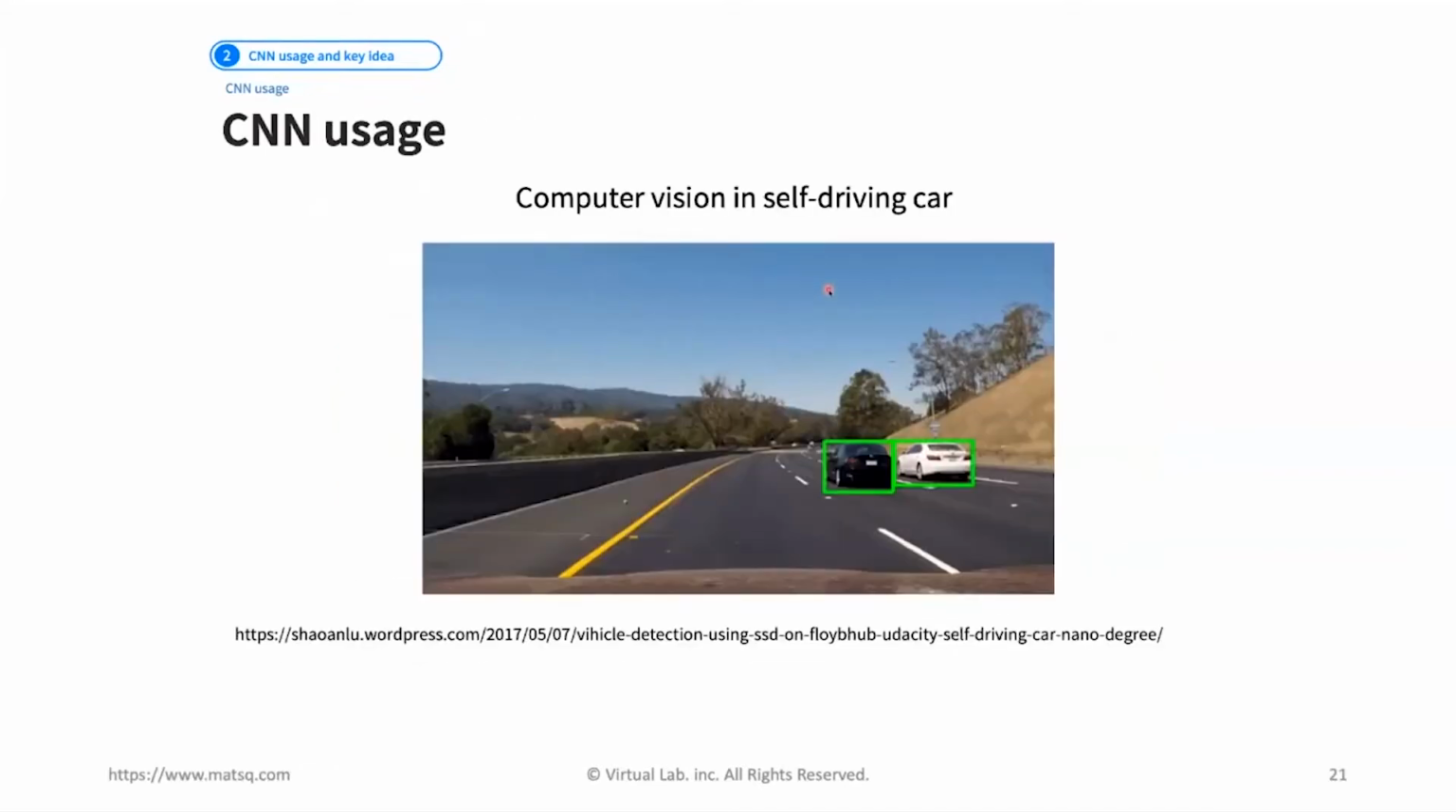This is one of the representative applications of CNN, self-driving car. The front camera automatically detects cars like this, and some lanes here and here, and some objects here, like a small stone or something like that. So this is the main technology of self-driving car.